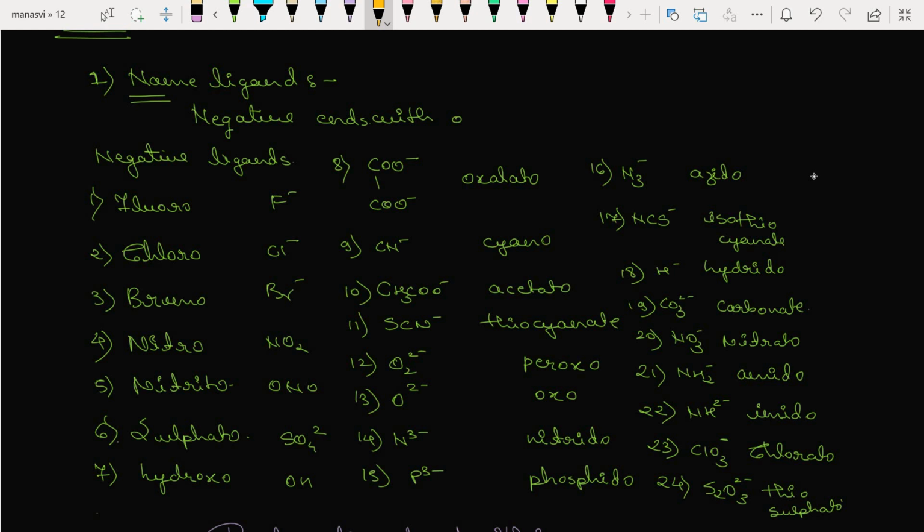For example, for F, we write fluoro. If the ligand is Cl, we write chloro. If the ligand is Br, we write bromo, and if the ligand is NO2, nitro; then nitrito, sulfato, hydroxo, nitrido, oxo, peroxo, thiocyanato, acetato, cyano, oxalato, and so on. Please take a screenshot of this.